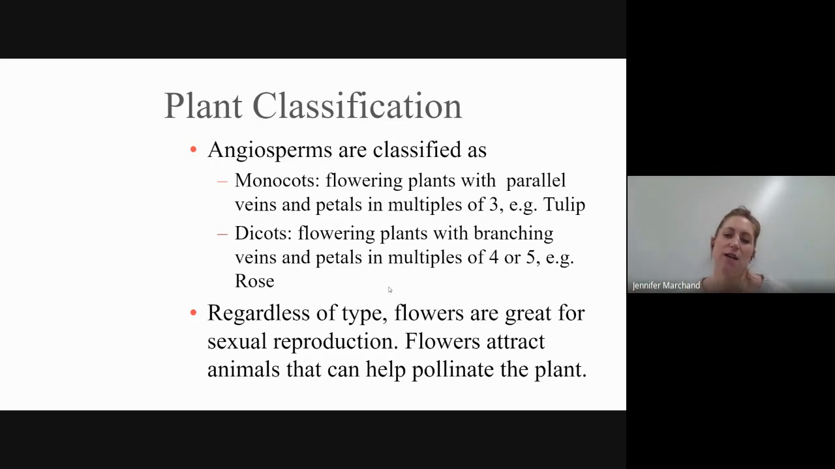Regardless of the type, flowers are great for sexual reproduction, obviously, because they have that pollen, and because they're so brightly colored, they really attract insects to help move it. Even if a skunk comes along and puts his nose into a flower, and then walks over to another flower, he moves that pollen from one flower to another to help with that reproduction and create more.